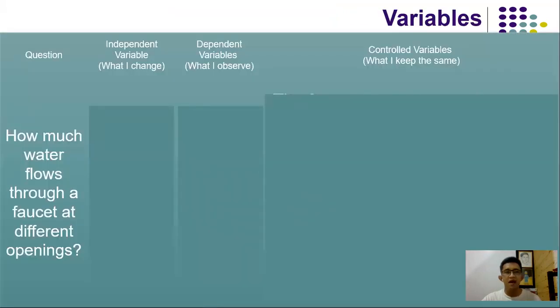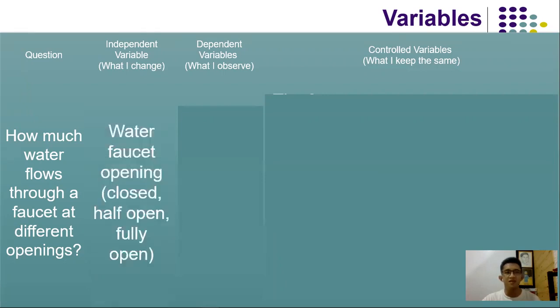Let's have this example. The question: how much water flows through a faucet at different openings? What will be the independent variable, the dependent variable, and the controlled variables? We say independent variable, what you want to change. Pag sinabing dependent variable, what you observe or what changes happen. When we say controlled variables, what you keep the same. Hindi pwedeng magbago.